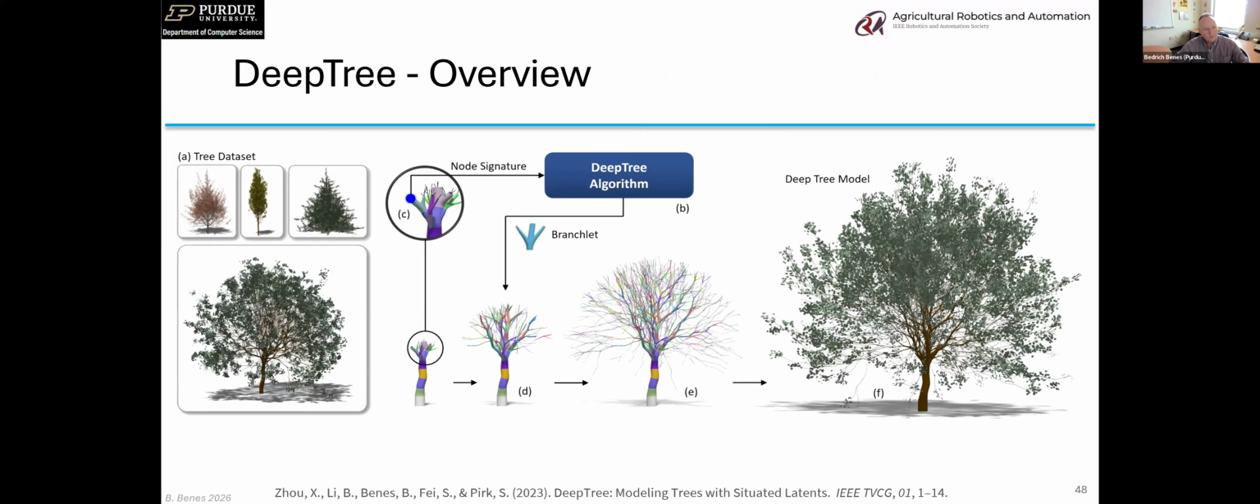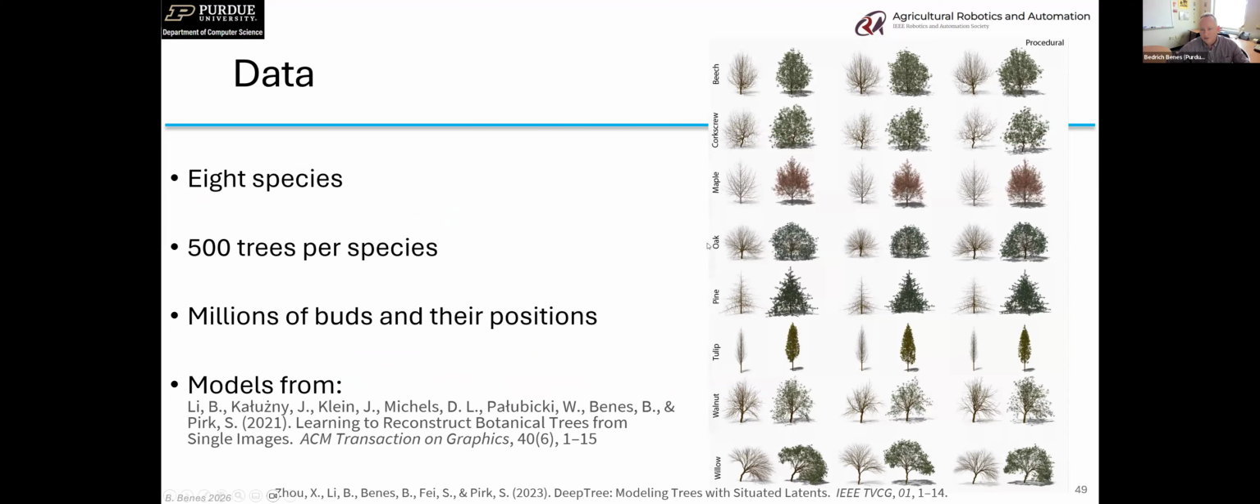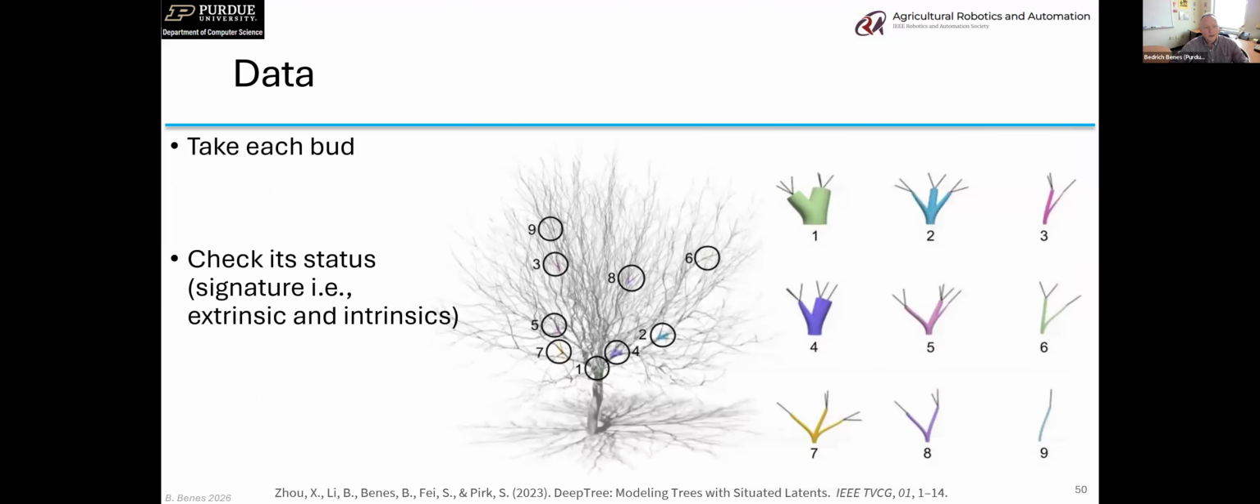So we took 8 different species that are on the right-hand side, that is beech, corkscrew, maple, oak, etc. So we have some conifers and we have leaved trees. We took 500 trees per species, each having several tens of thousands of buds. So we basically obtained a giant data set of buds and their positions. The important thing here is that we took our own developmental model from a previous paper that was at SIGGRAPH 2021. Now, what we did, we created a giant database of buds at different locations and their status.